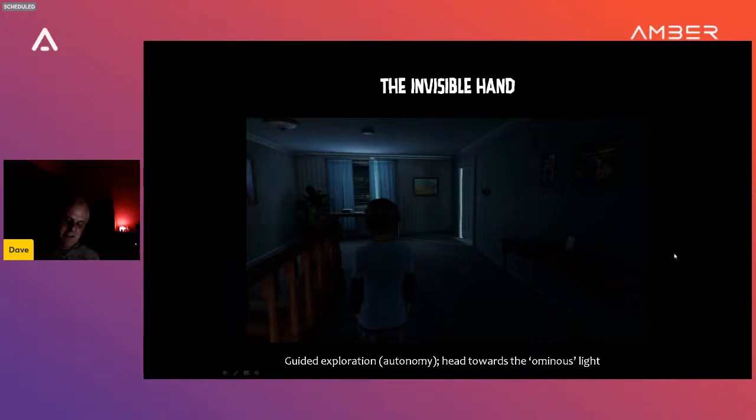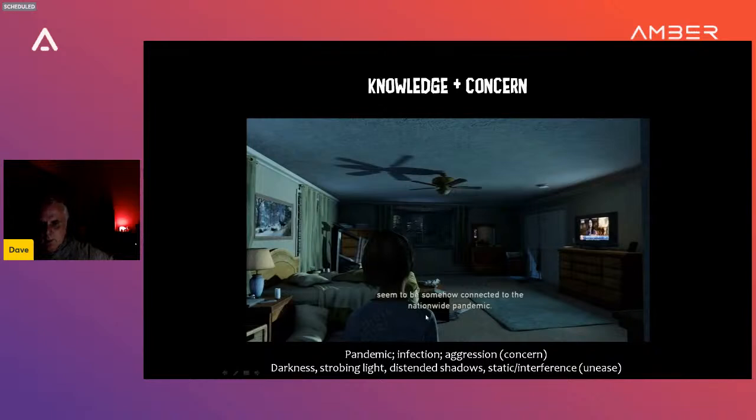So these are our Ludus players, remember. They want to seek out, they want to absorb the designer's experience, the optimal emotive experience. So we're going to give them the illusion of autonomy, but actually guide them with these visually salient cues. I call it an invisible hand. So we're secretly shepherding them towards the ominous light. So we're going to build that concern that's coming from a news report. There's a pandemic, there's an infection, there's an aggression. There's aggression building that rising action, building the tension. And we're doing that threat assessment hampering again.